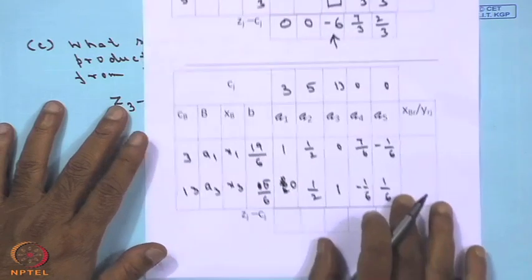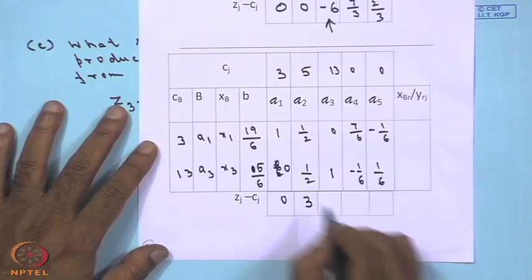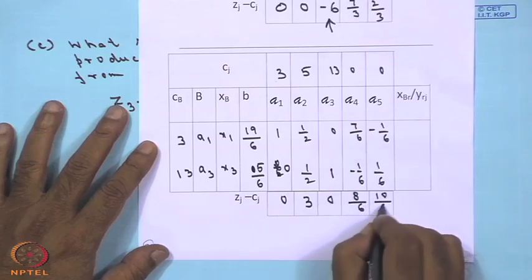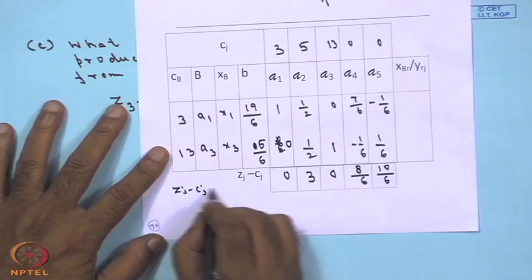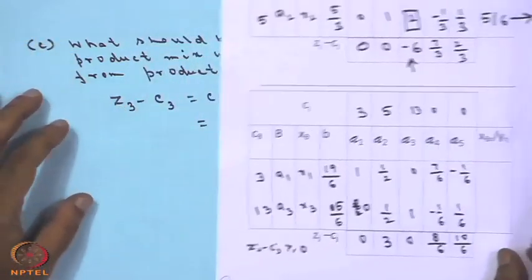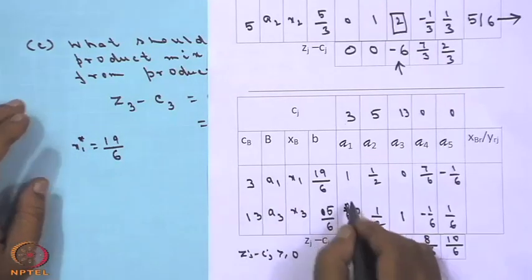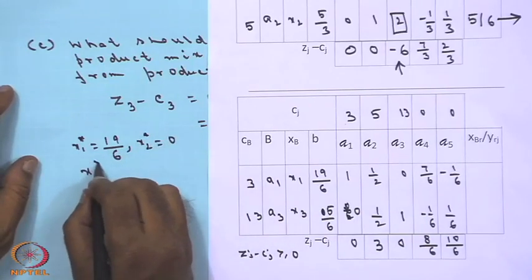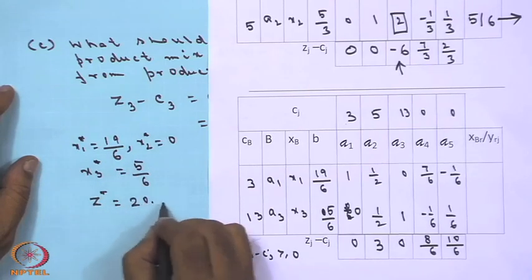Now calculate Zj minus Cj. Your Zj minus Cj is 0, this one is 3, this value is now 0, this will be 8/6 and this is 10/6. So all Zj minus Cj, if you see, are greater than or equal to 0. Since Zj minus Cj is greater than or equal to 0, you obtain the optimum solution. Your x1 star is 19/6 from here, x2 star is 0, x3 star is 5/6, and if you calculate, z star is 20.33.